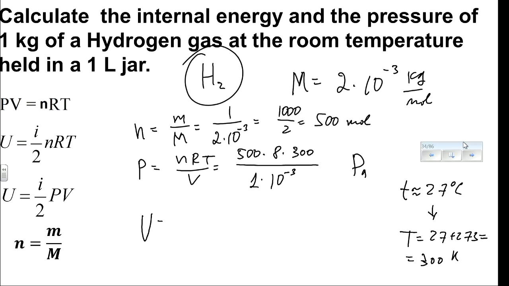What about energy? Well, we can use either equation, but we need to remember this is a diatomic gas, H2. So we have to select 5 for the number of degrees of freedom. 500, 8, 300. That's going to be joules. I'm going to finish these numbers later.